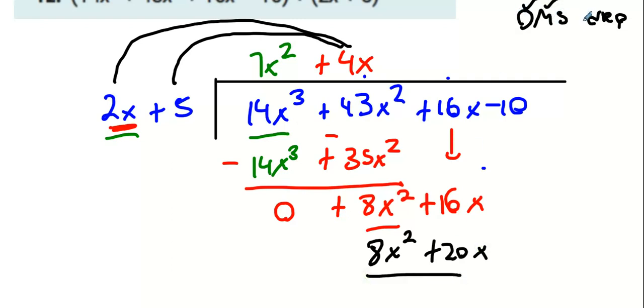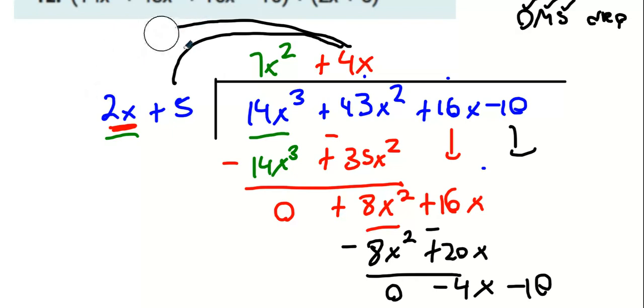What do you do next? Subtract them. Minus 4x. Okay. Drop the 10. Okay. Now, nearly there.